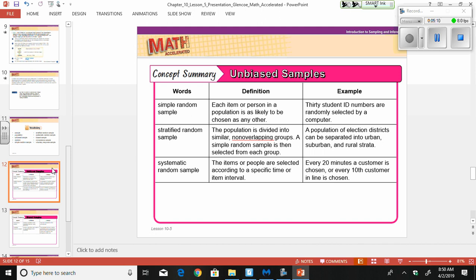You can have a stratified random sample, which is when the population is divided into similar, non-overlapping groups. A simple random sample is then selected from this group. So a population of election districts can be separated into urban, suburban, and rural. Those do not overlap. Urban, suburban, and rural are very different places. A systematic random sample is when the items or people are selected according to a specific time or interval. So every 20 minutes a customer is chosen, or every 10th customer in line is chosen.